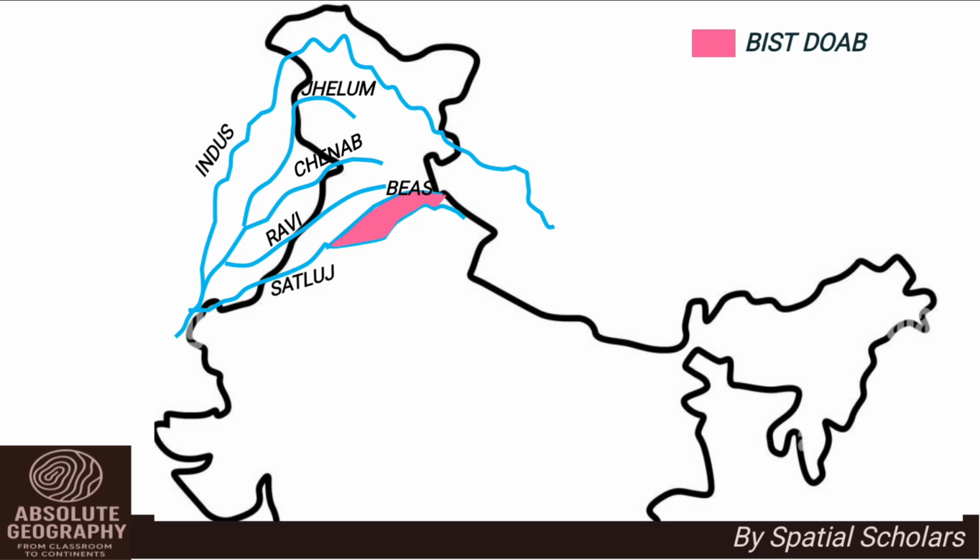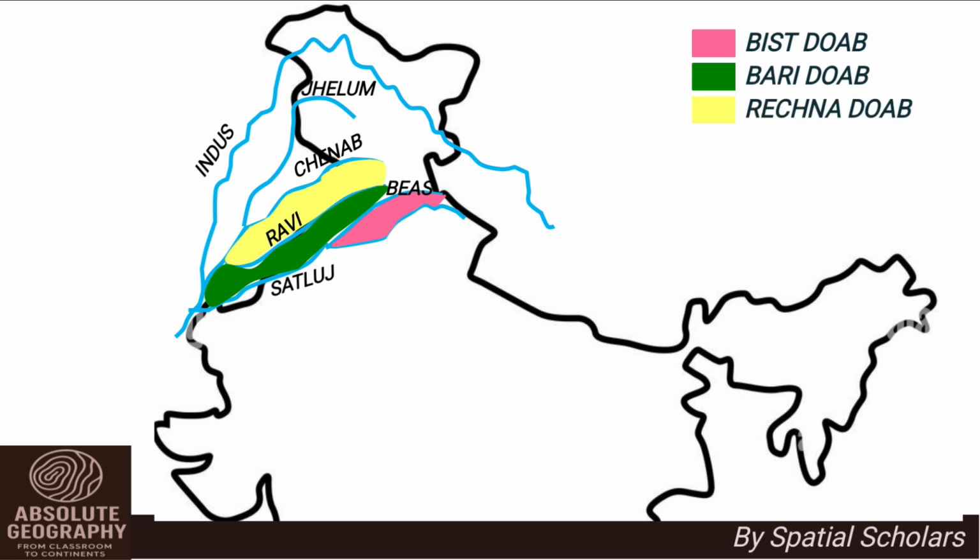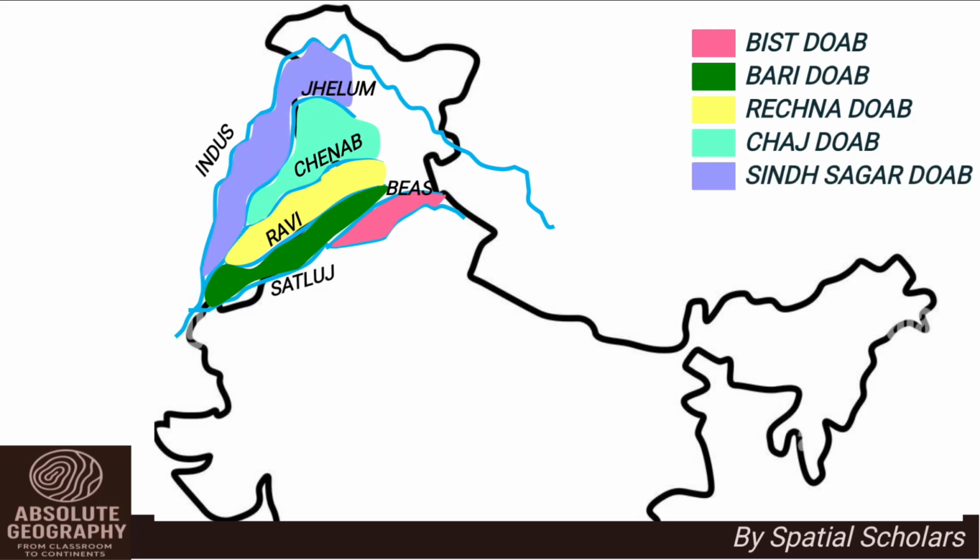Bist, B-I from Beas, S-T from Satluj. Likewise, we have Bari Doab between Beas and Ravi River, Rachna Doab between Ravi and Chenab River, Chhaj Doab between Chenab and Jhelum River, and then we have Sindh Sagar Doab between Jhelum Chenab system and Indus River. Sindh means Indus. You may notice that many of these rivers and Doabs are now located in Pakistan. That is because the term Punjab originally referred to the larger undivided Punjab region before partition.